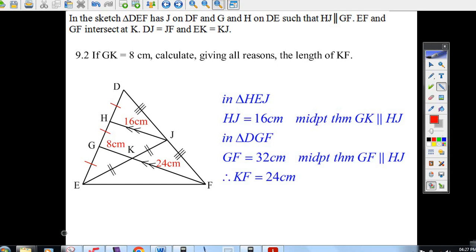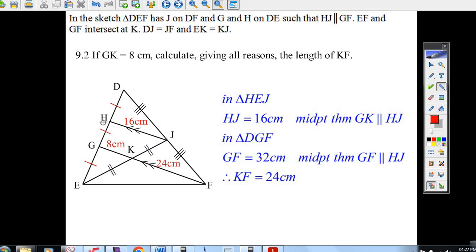Okay, I think this is the last geometry question, and it's all about the midpoint theorem. Let's try this. In the sketch, we have triangle DEF, a big triangle here, and there's J on DF and G on DE, and H on DE such that HJ is parallel to GF, and EF and GF intersect at K, and DJ, they're giving us this thing, DJ with the triple lines equals JF, and EK equals KJ.